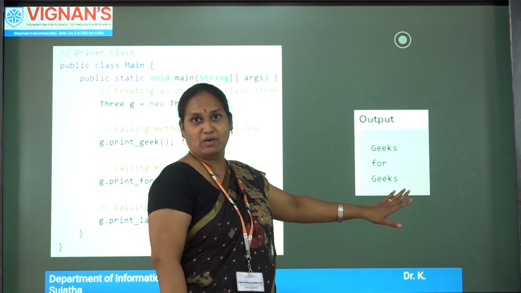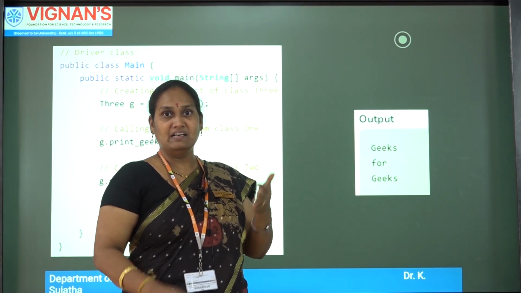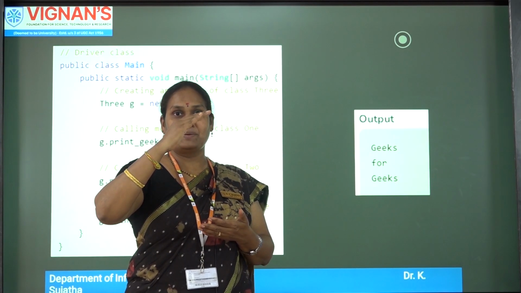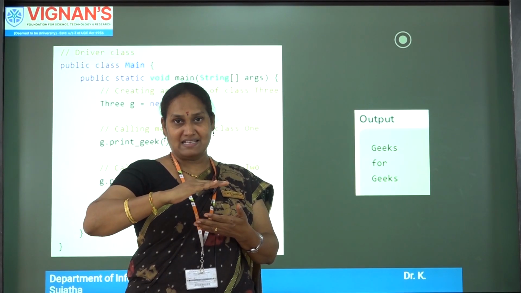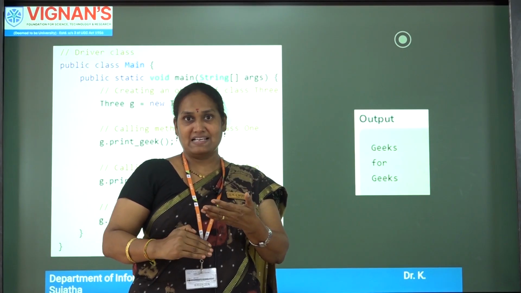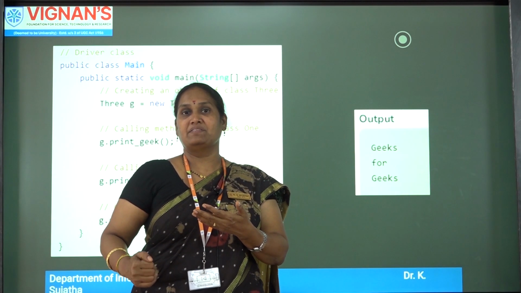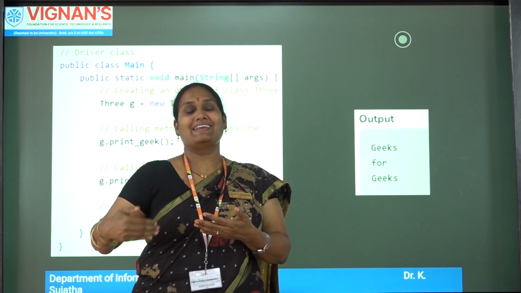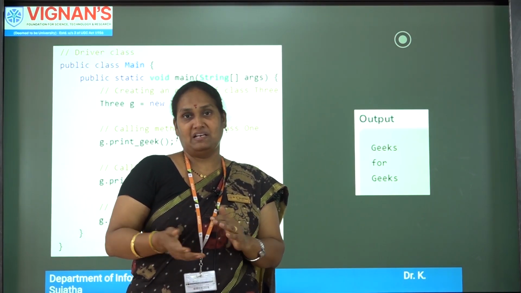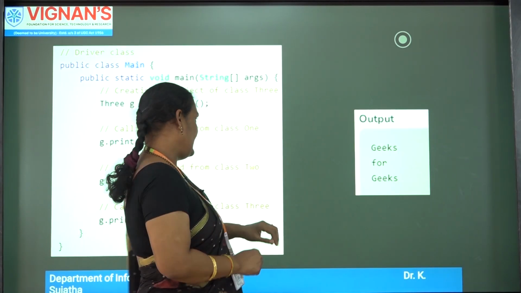Now I hope that you understand what is multi-level inheritance. So here I have a superclass, from that superclass a child class can be derived, from that child class another child class can be derived, from that child class another child class can be derived. Such type of derivation can be done for multiple levels, which is called multi-level inheritance.